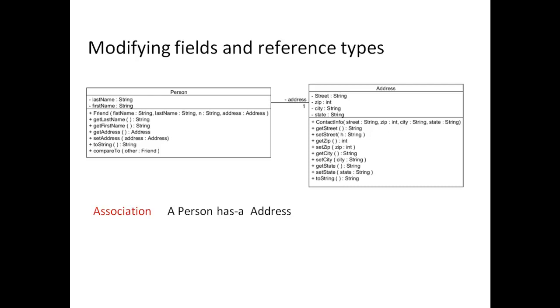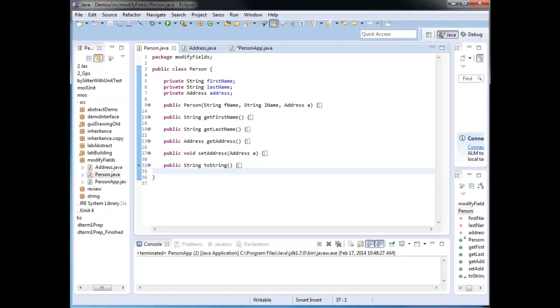The relationship between those two classes is called an association. This is a has-a relationship. It means a person has an address. So at this point, I want to go to the IDE and show you those two classes here in Eclipse.